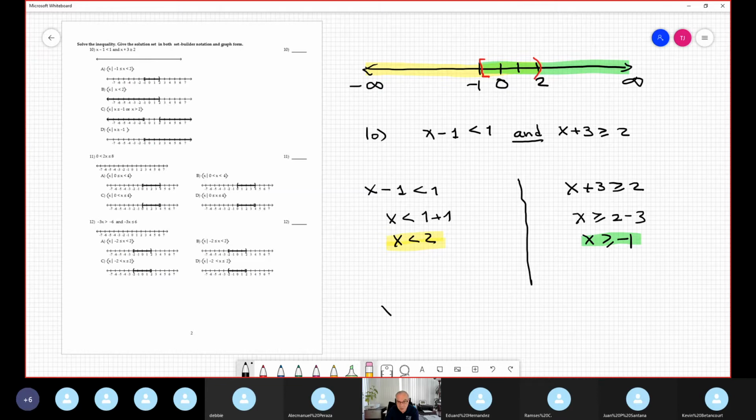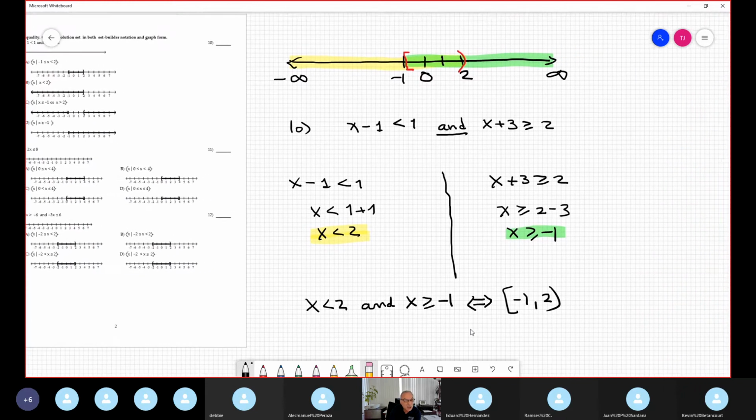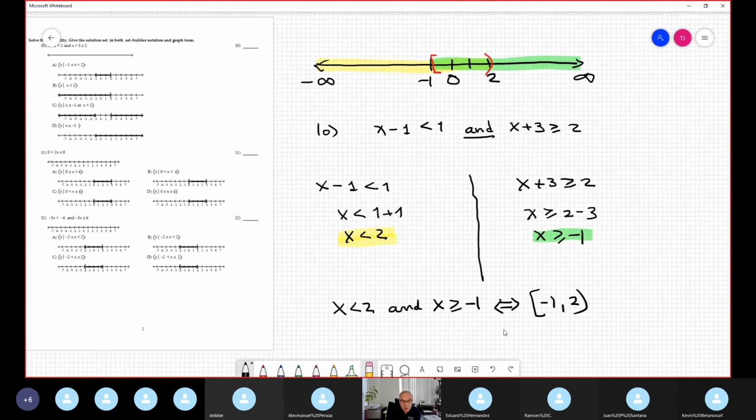It includes, that is, x less than 2 and x greater than or equal to negative 1 is equivalent to saying bracket negative 1, comma 2, parenthesis. Now, wait. I need to select properly. Okay. However, when I go here, I see a completely different idea. In this case, they don't want you to represent it in this notation. They want you to represent it in this notation.